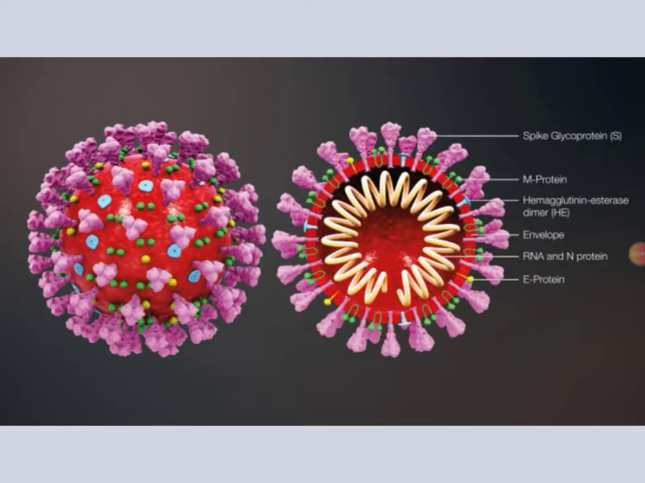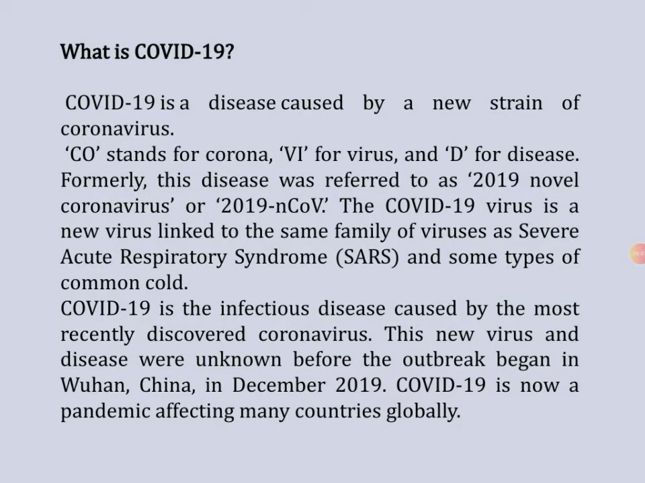This is the label diagram of coronavirus. What is COVID-19? COVID-19 is a disease caused by a new strain of coronavirus. CO stands for corona, VI for virus, and D for disease. Formally, this disease was referred to as 2019 novel coronavirus or 2019-nCoV. The COVID-19 virus is a new virus linked to the same family of viruses as severe acute respiratory syndrome, SARS, and some types of common cold.